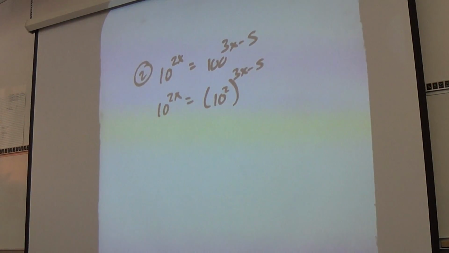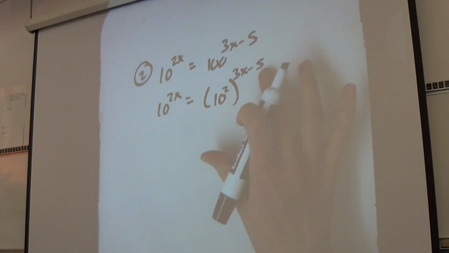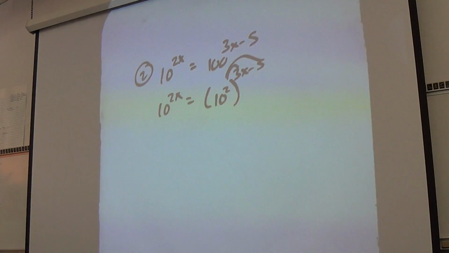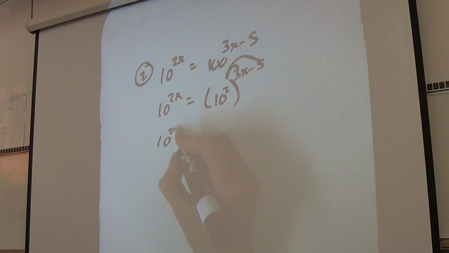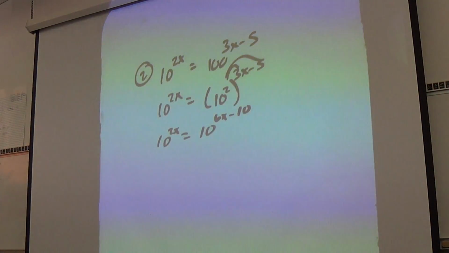Good so far? All right, now before you can drop bases, you have to take care of this power raised to power. So you're going to have to distribute your 2 inside. So 2 times the 3x gives me 6x minus 10, because 2 times the 5 gives me 10. Good so far?